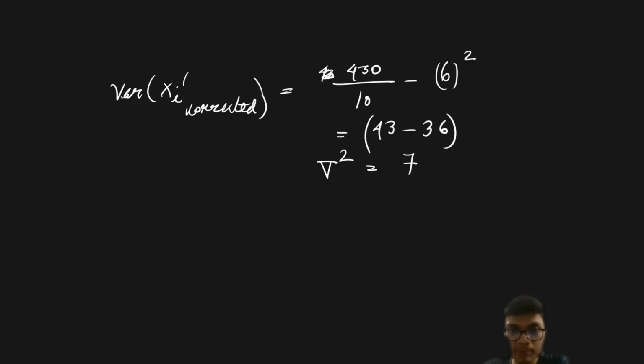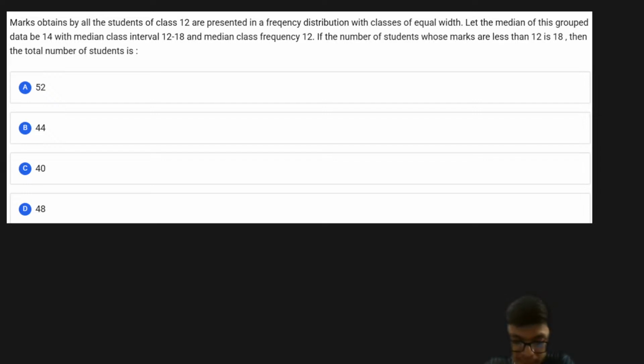So let's proceed with the next problem then. Again, we have another statistical analysis problem. The marks obtained by all the students of class 12th are represented in a frequency distribution with classes of equal width. Let the median of the grouped data be 14 and the median class be the interval from 12 to 18. The median class frequency is given as 12.